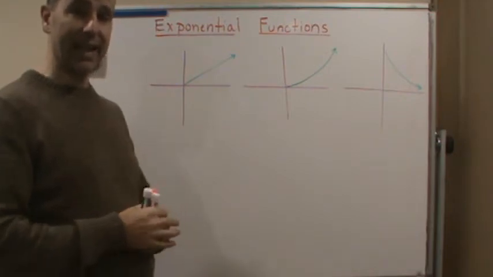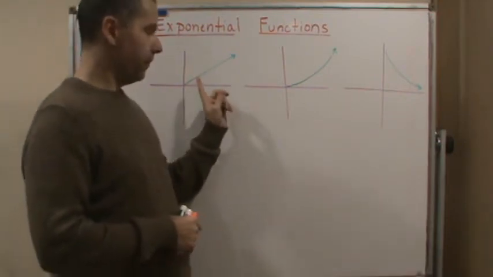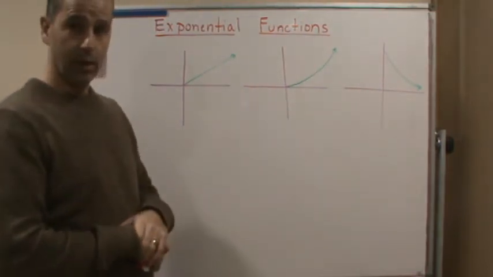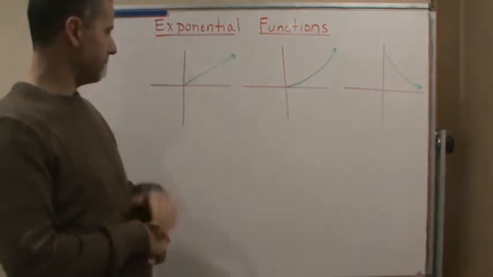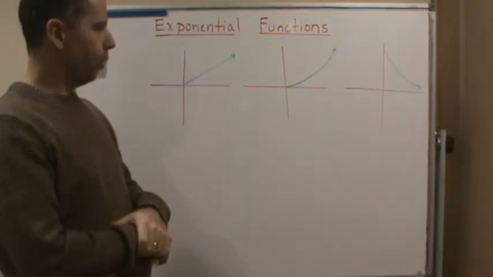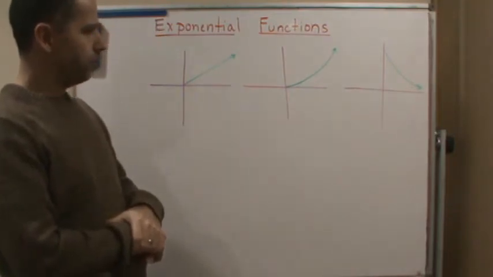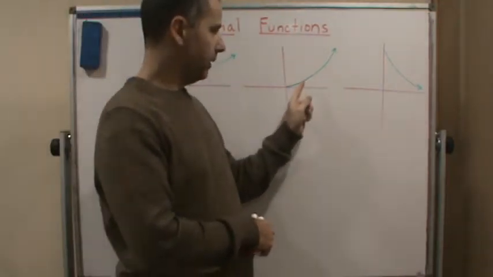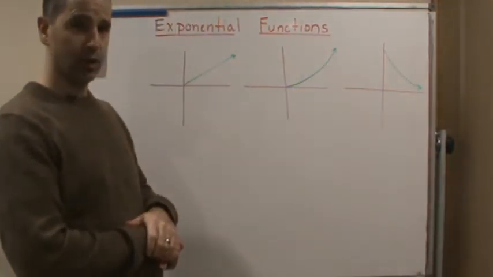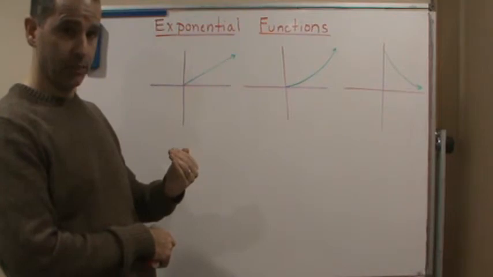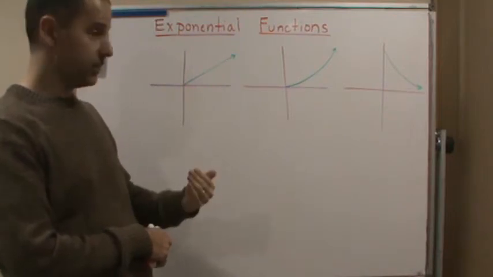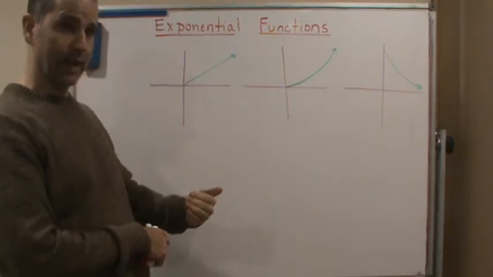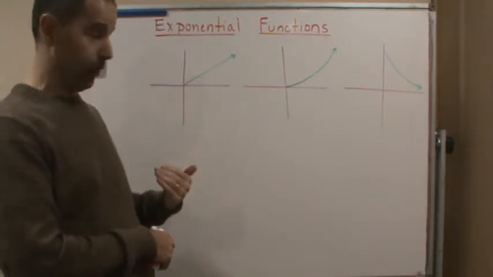So instead of a constant rate where it's going up at the same level, the same slope, the amount of the increase goes up by a certain ratio or percentage. So there's a percent increase or a percent decrease, based on the original amount or the previous amount.